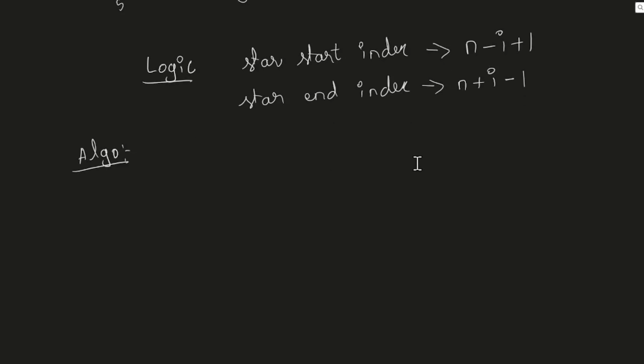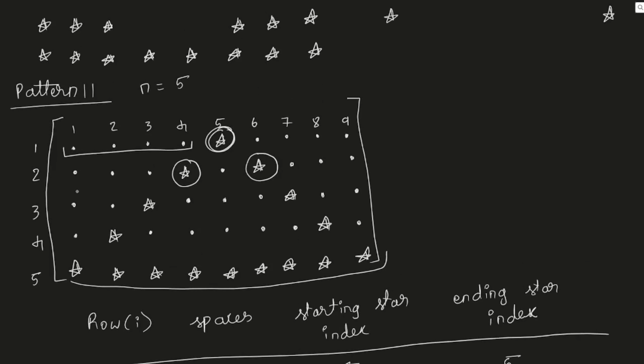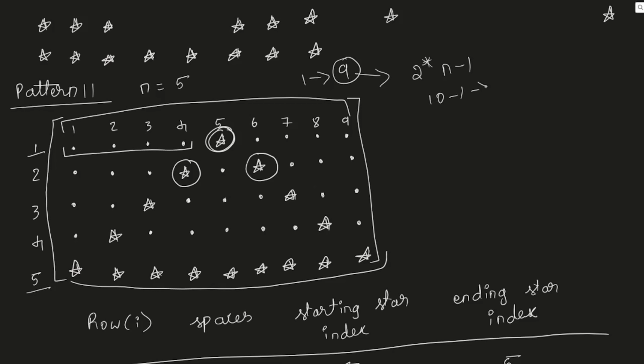I missed one more point here. For pattern 11, we need to run the row loop from 1 to 5. We are good. This starts from 1 to n instead of 0 to n. But the column loop is running from 1 to 9. How can we get this 9? Pretty straightforward. 2 into n minus 1. That's it. N is 5, 10 minus 1, which is 9. So we can run the column loop from 1 to 2 into n minus 1. I hope this point is clear.